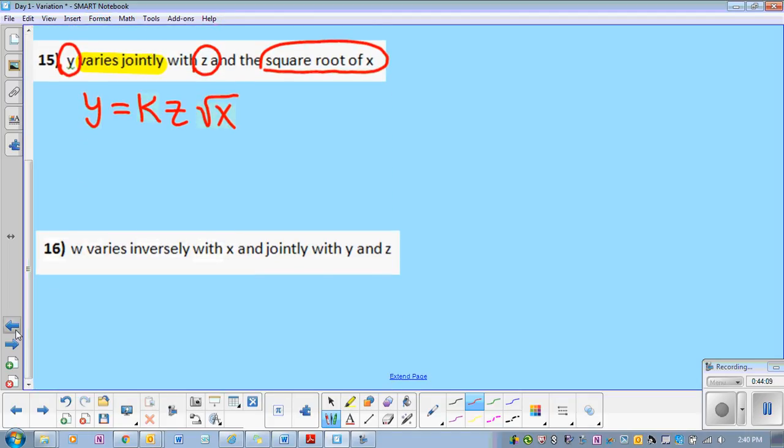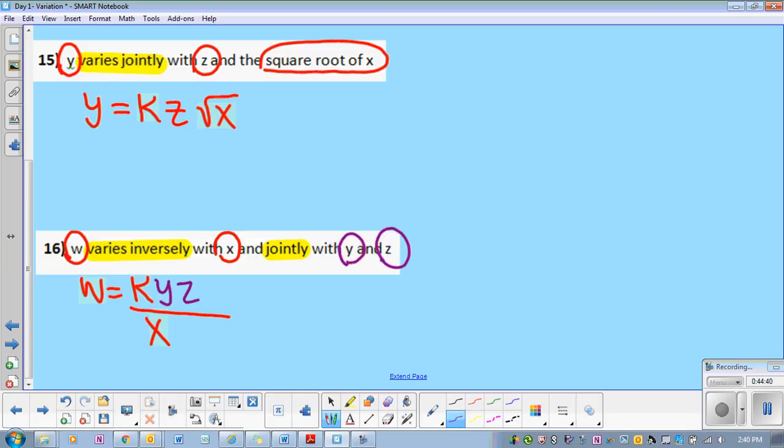Now look at number 16. It says W varies inversely and jointly. Lots going on here. W varies. Where does inversely go? Bottom. So the X goes on the bottom. And jointly. Where do the jointly things go? On top. Y and Z, right? Okay?